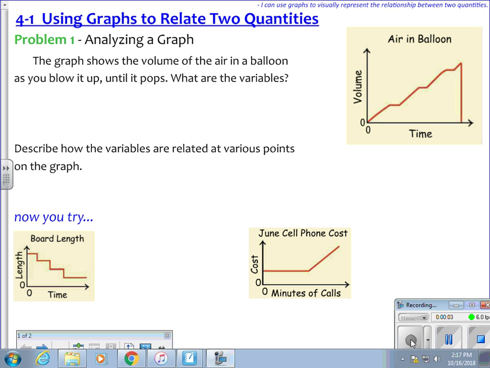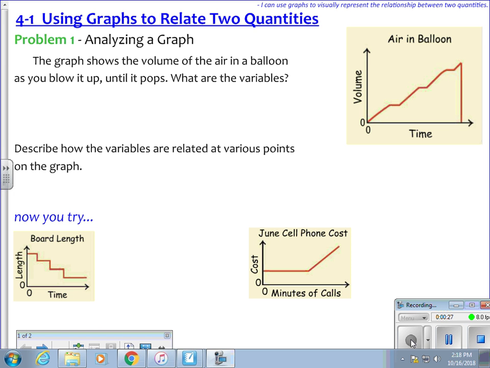So, this next chapter is all about graphing, things along those lines. First one, using graphs to relate two quantities. What's this about? It's about looking at graphs and interpreting what they tell you, looking at data and what it tells you. Okay, relating things coming and going, being able to understand what a graph tells you.